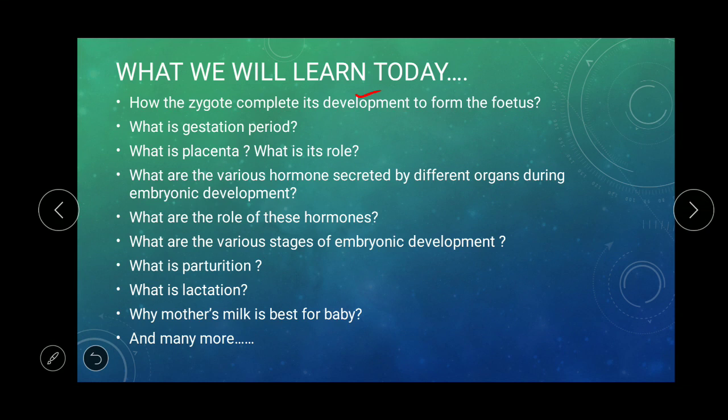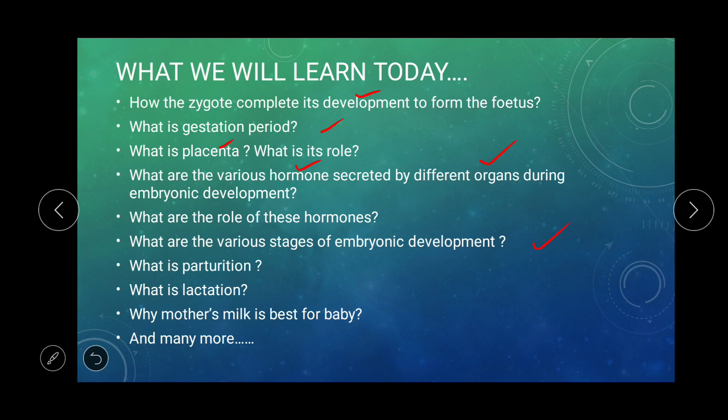Then we will see what the gestation period is. We will see what the placenta is, and what role it plays in the child's or fetus's development. Then we will see what the various hormones secreted by the different organs, that is the placenta and ovaries, are, and what the role of these hormones is. Then we will see the various stages of embryonic development, that is the zygote to morula, blastula, gastrula, embryo, fetus, all of these things.